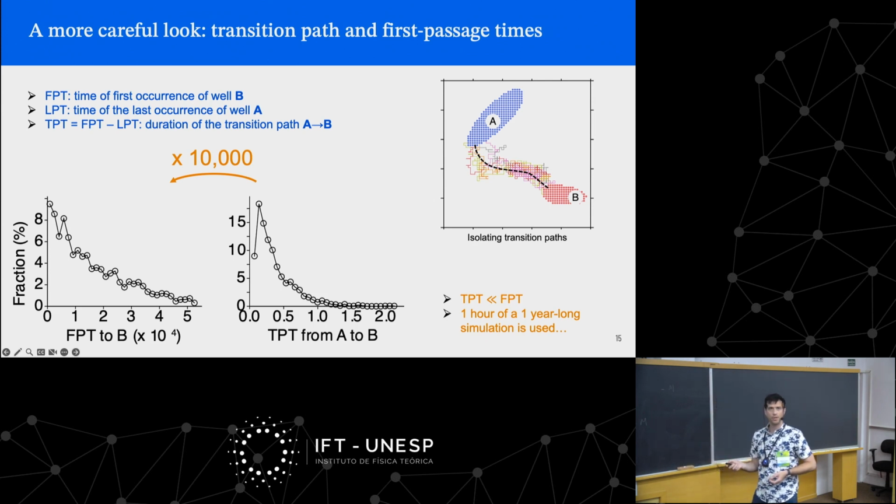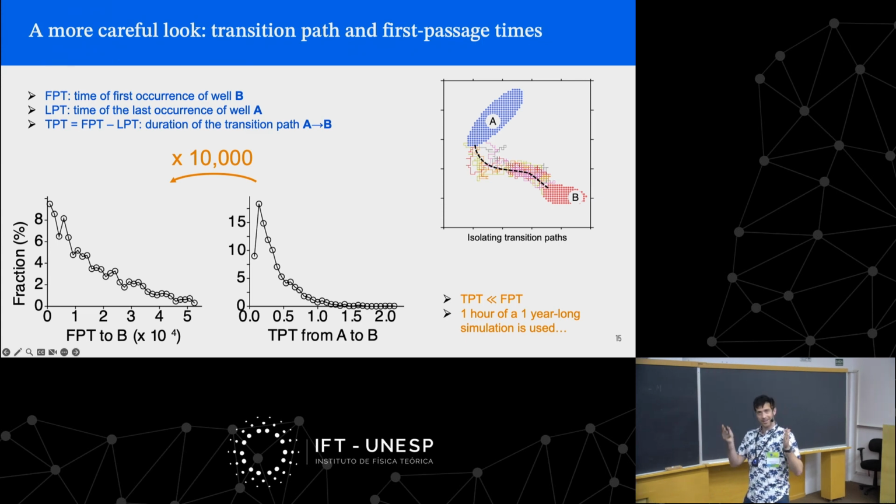So let's say it takes a year to run these simulations. I'm spending a lot of time, and from these simulations, I'm only interested in the transition, and the transition took 1 hour of computational time to run. So it's a huge waste of time.